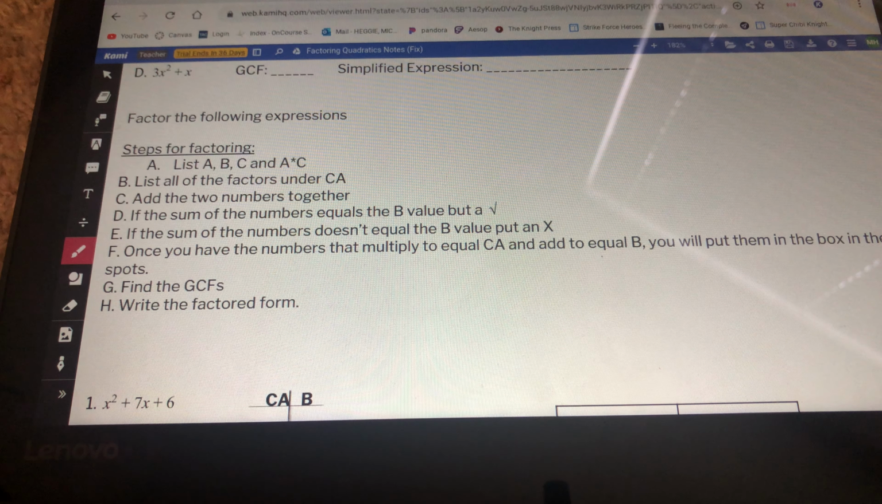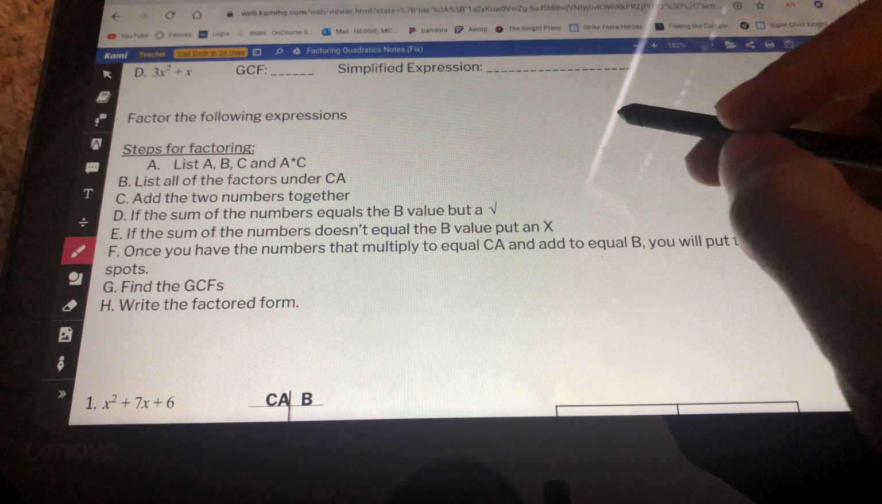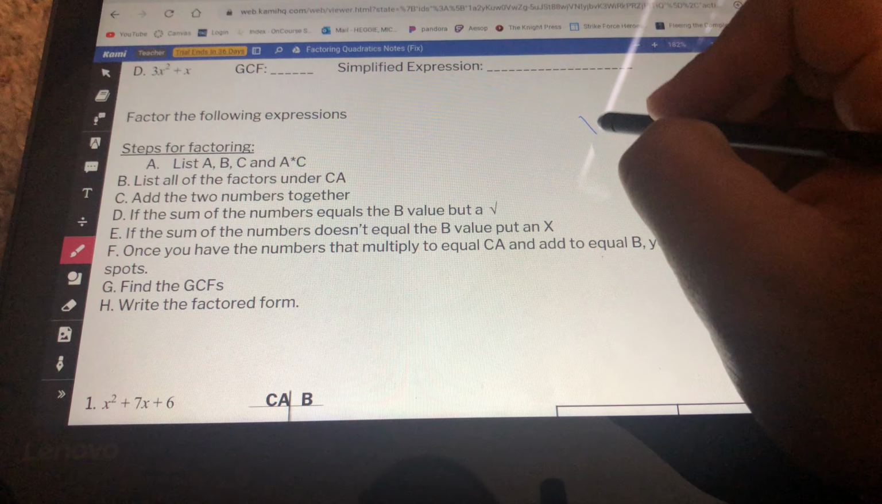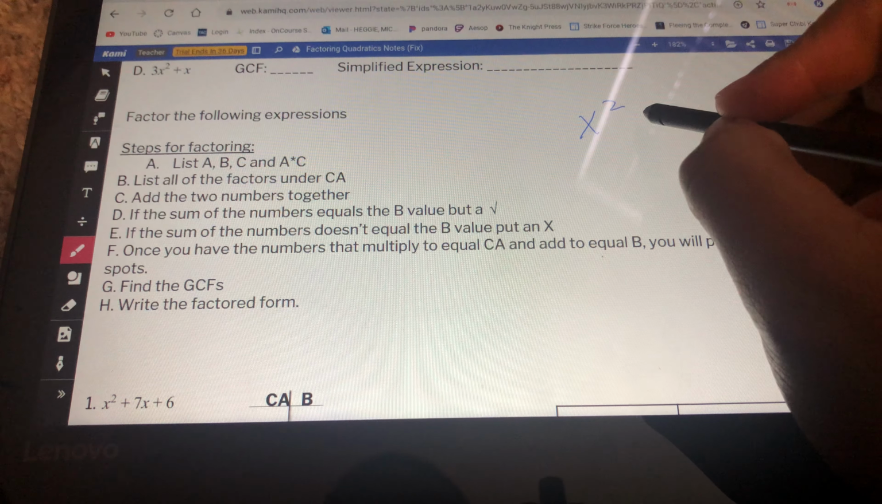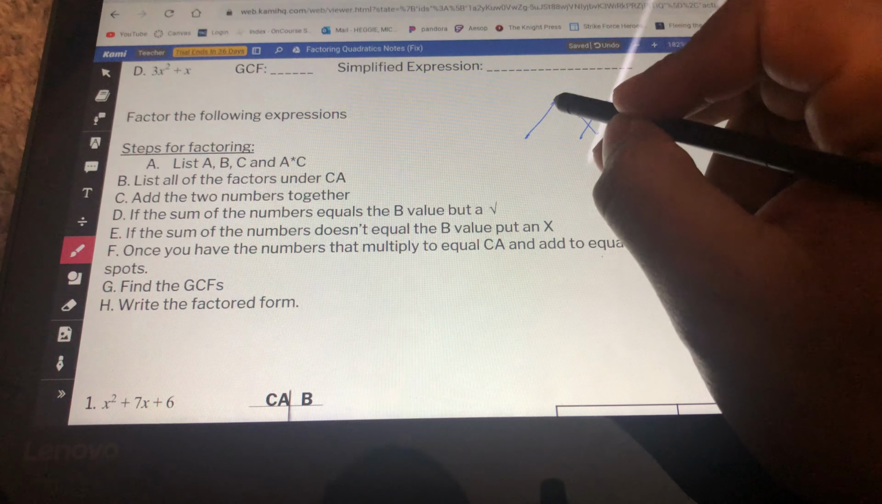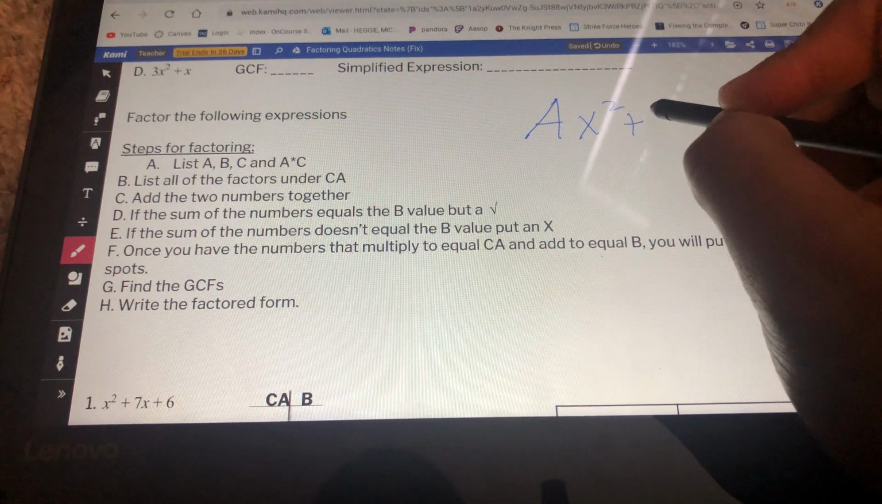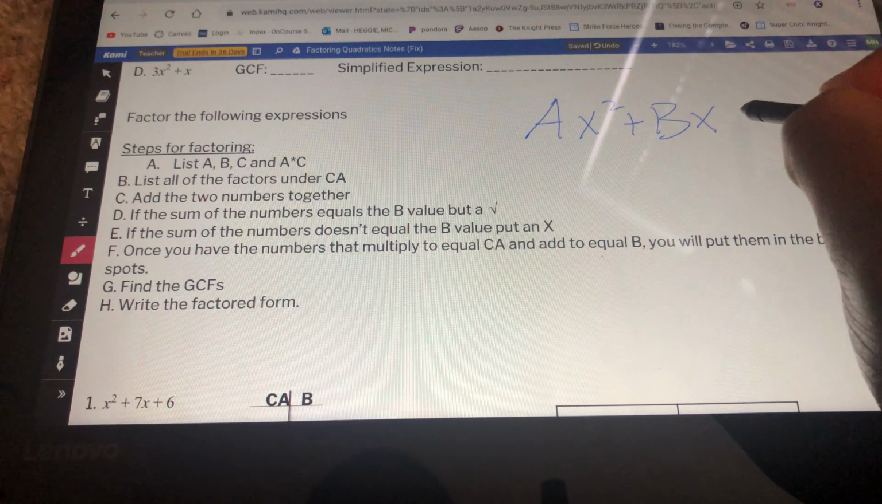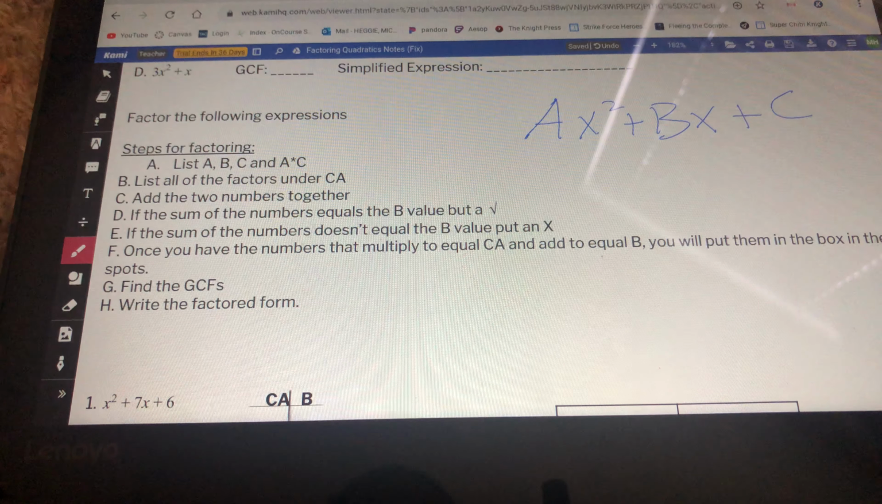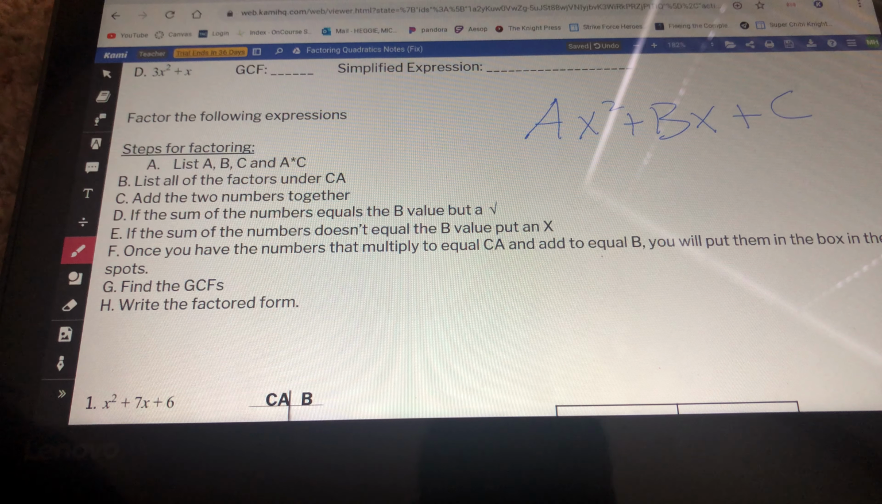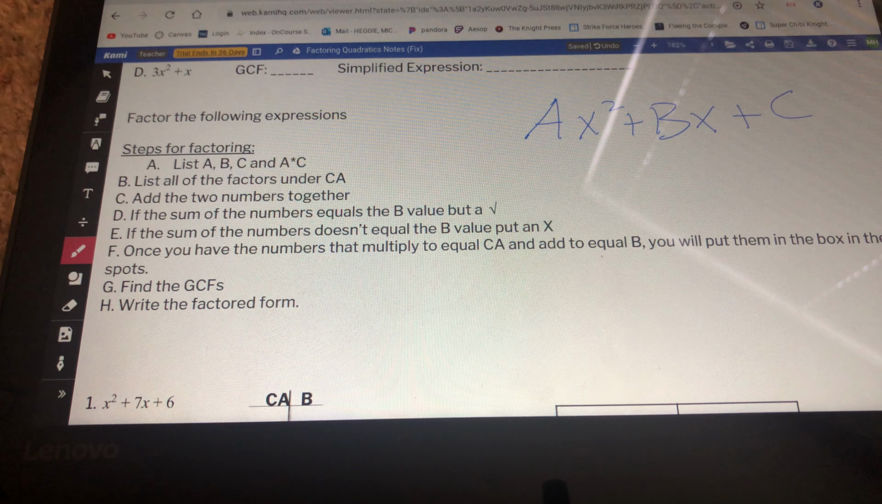Every trinomial that we're going to work with this week is going to be in this form. It's going to be ax squared plus bx plus c. A, b, and c are numbers. A cannot be 0, or else it's not a quadratic, and there's no reason for us to do this. So A, B, and C are just numbers.